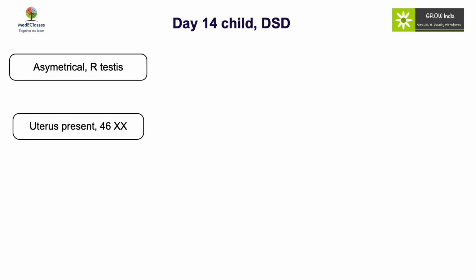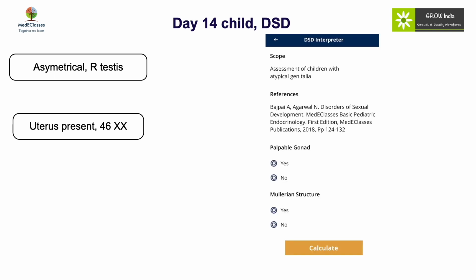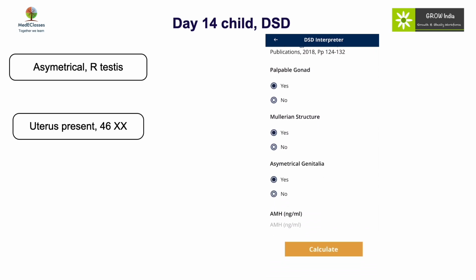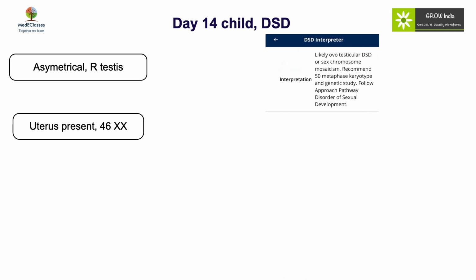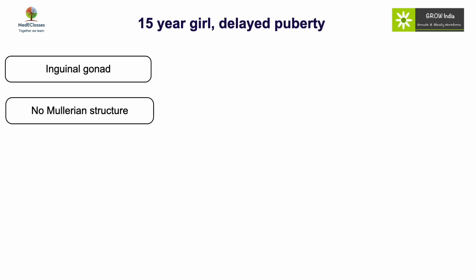Now this is again a 14-day-old child with asymmetrical genitalia, especially with the right side being a testis and the left side looking more like a feminine appearance, uterus was present on the right side, and there was an XX karyotype. If we put this data in the interpreter, we have a palpable gonad and a Mullerian structure, a rare scenario, and asymmetry is there. Hardly anything else is required. The diagnosis is ovotesticular DSD.